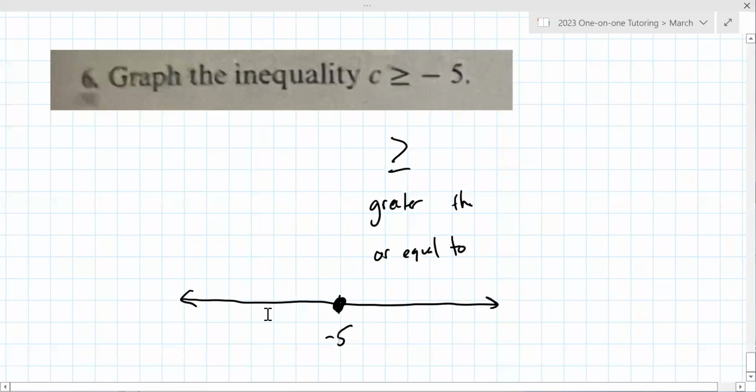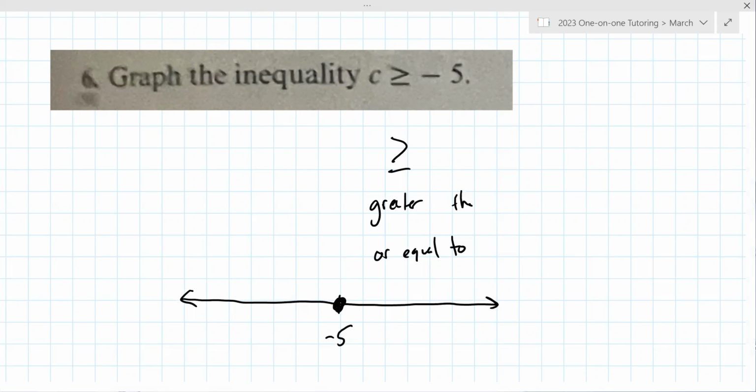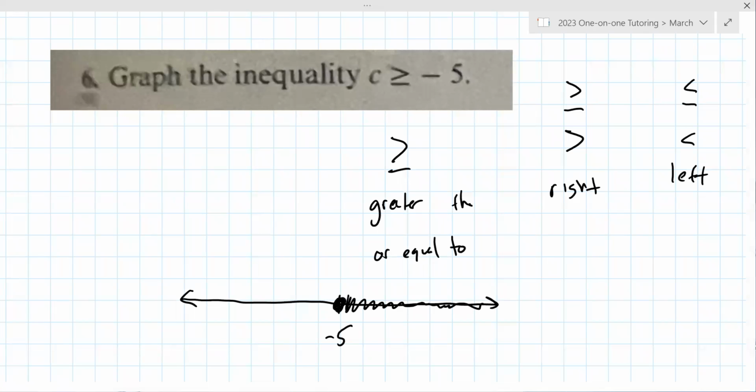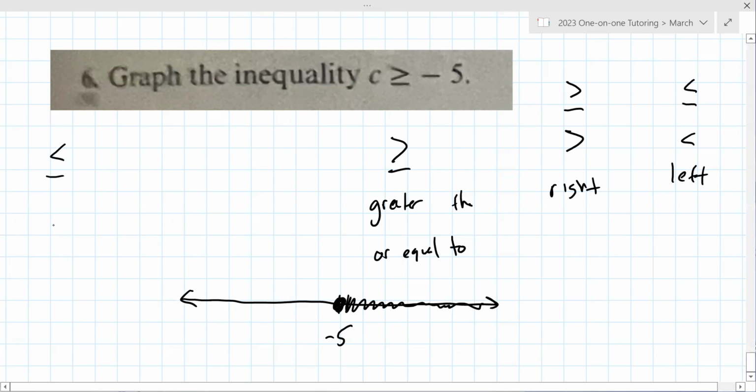Do you remember if you're shading to the left or to the right of this point based on this symbol? Greater than or equal to. So to the right. Yes. So these two symbols mean to the right, and then the other two symbols mean to the left. And it's filled in because it's or equal to. Yes. So that's kind of another one here. If it's less than or equal to, greater than or equal to, that's a filled in bubble. If it's less than or greater than, it's a not filled in bubble.